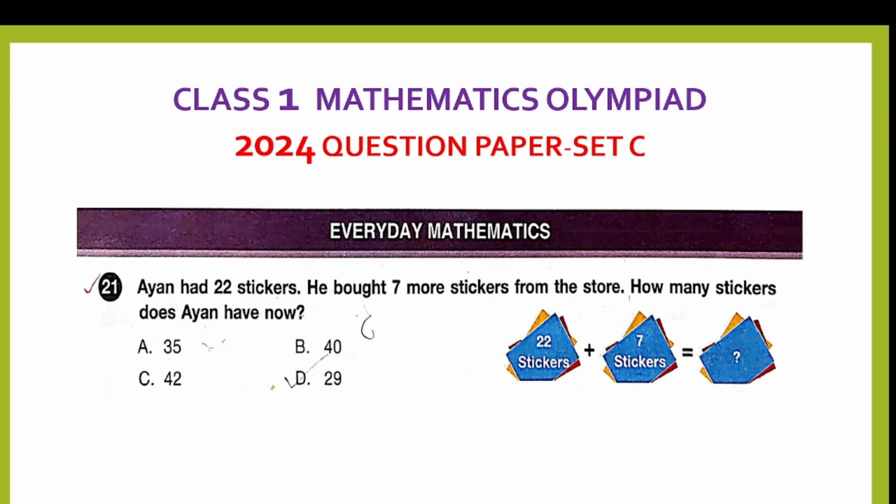Next question from everyday mathematics. Ayan had 22 stickers. He bought 7 more stickers from the store. How many stickers does Ayan have now? So we are given here 22 stickers, and plus he bought 7 more stickers from the store. So we have to add 22 plus 7, and 22 plus 7 is nothing but 29. So Ayan has 29 stickers. So option D is the correct answer for the given question.